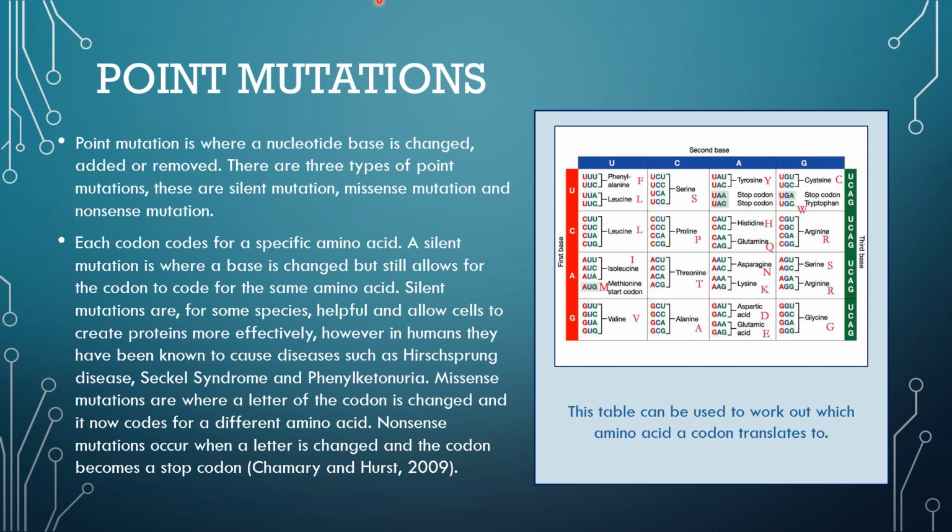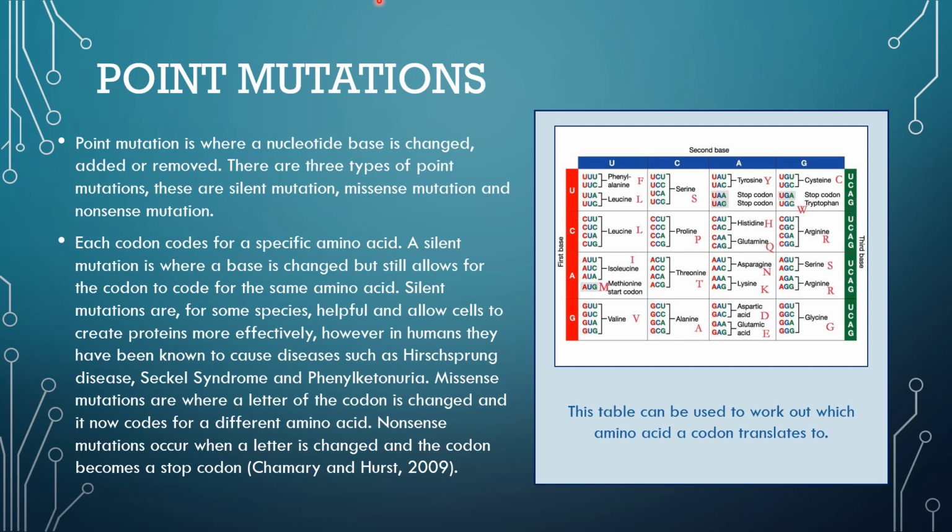Each codon codes for a specific amino acid. A silent mutation is where a base is changed but still allows for the codon to code for the same amino acid. Silent mutations are for some species helpful and allow cells to create proteins more effectively. However, for humans, they have been known to cause diseases such as Hirschsprung's disease, Seckel syndrome, and phenylketonuria.